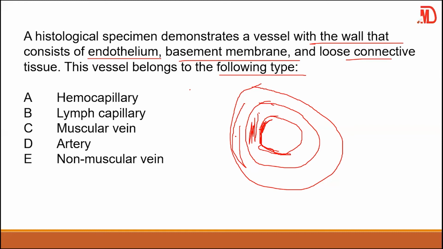Okay, so in arteries, the adventitia will be a little bit thin or very small, whilst the media, or the middle part, will be very big. So these are the differences between them.